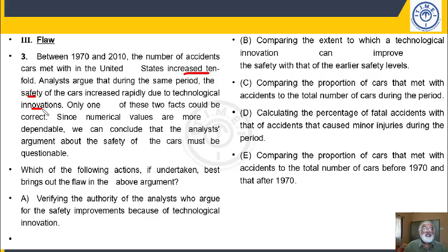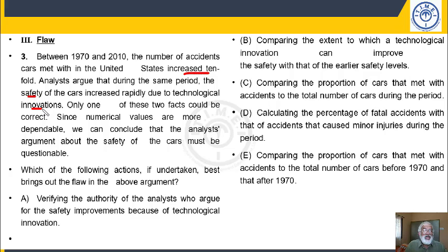So the point is, this person says, since numerical values are more dependable, we can conclude that the analyst's argument about safety of cars must be questionable. So what is the flaw here? The flaw is that he is not taking into account the rapid increase in traffic as well. So which of the following actions, if undertaken, best brings about the flaw or demonstrates the flaw in the argument? Okay, which means what would you look at to show that there is a flaw in the argument?